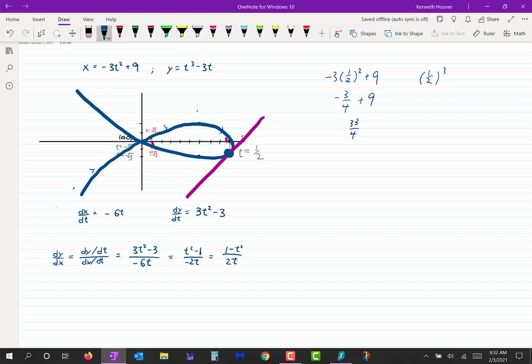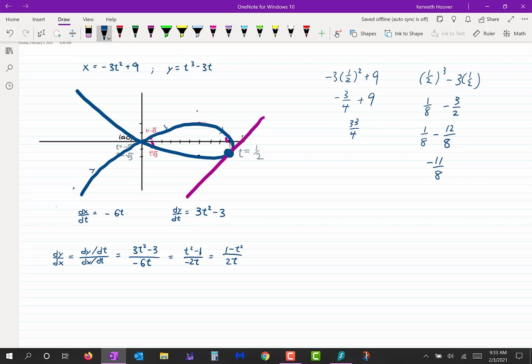And y is 1/2 cubed minus 3 times 1/2. So that's 1/8 minus 3/2, which is minus 12/8, sorry. So that would be -11/8.